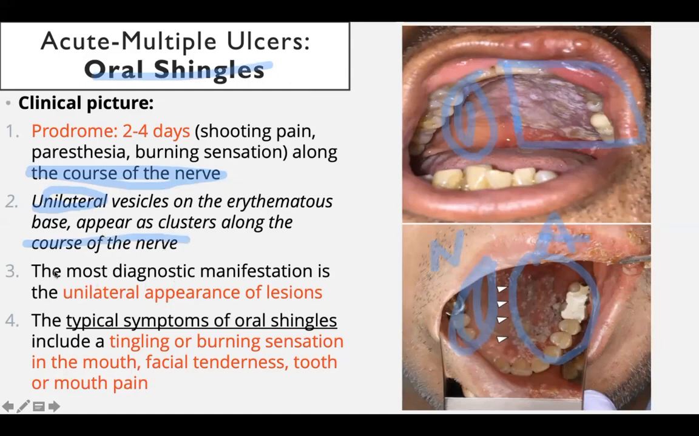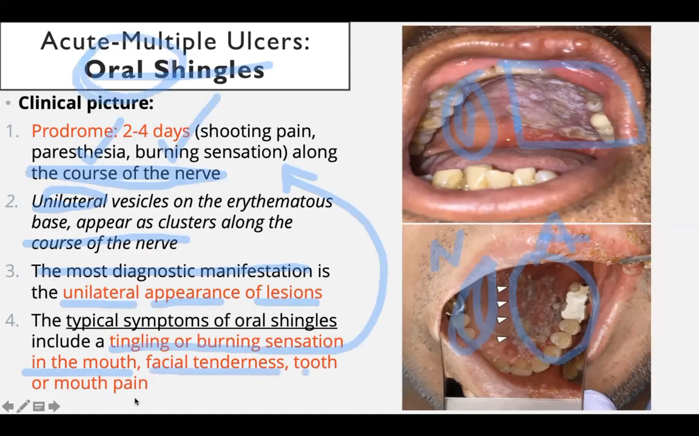The most diagnostic manifestation, a hallmark of this disease, is the unilateral appearance of lesions. The typical symptoms of oral shingles include a tingling or burning sensation. Remember here, we had paresthesia, tingling and burning sensation in the mouth, because we are talking about oral shingles. Facial tenderness and tooth or mouth pain can be there because the lesion can cause surrounding pain. Okay, perfect.